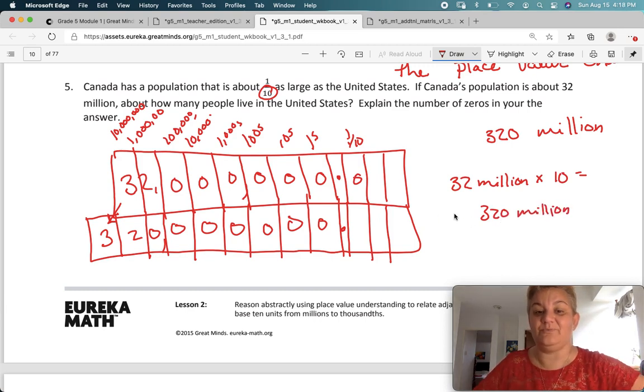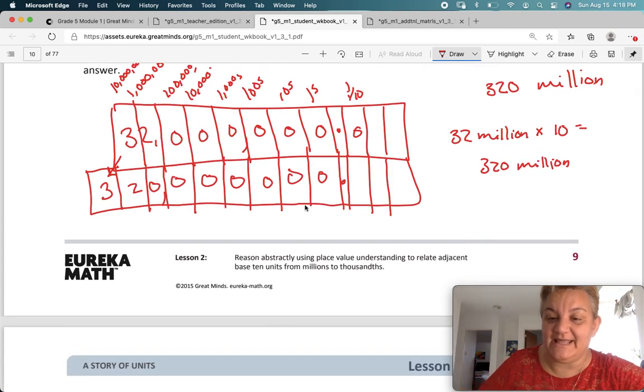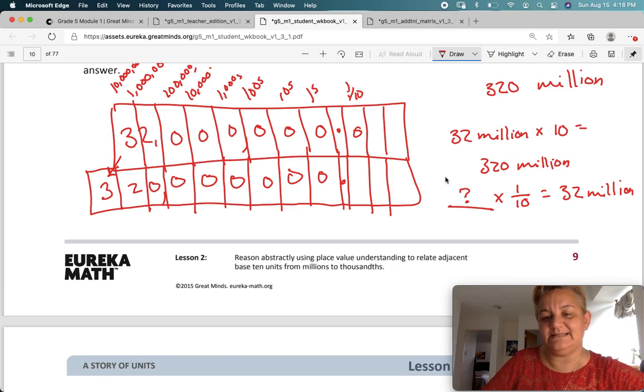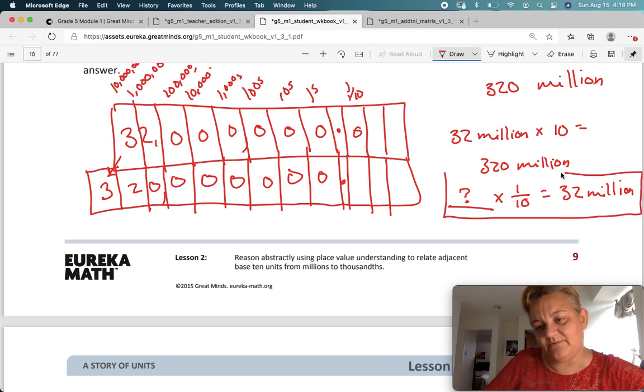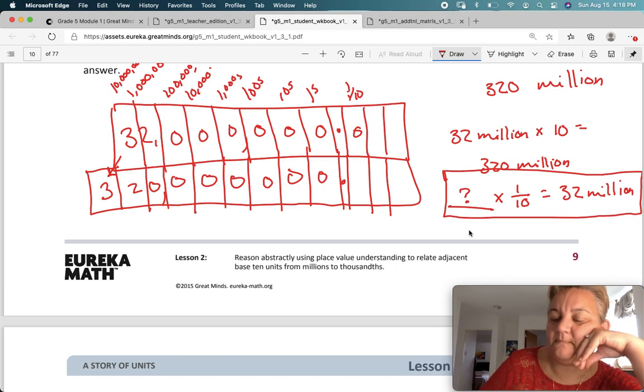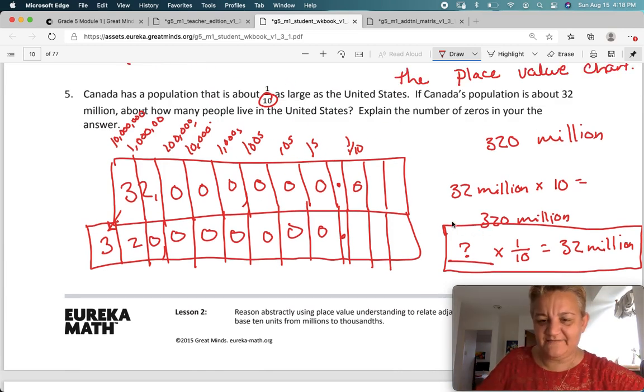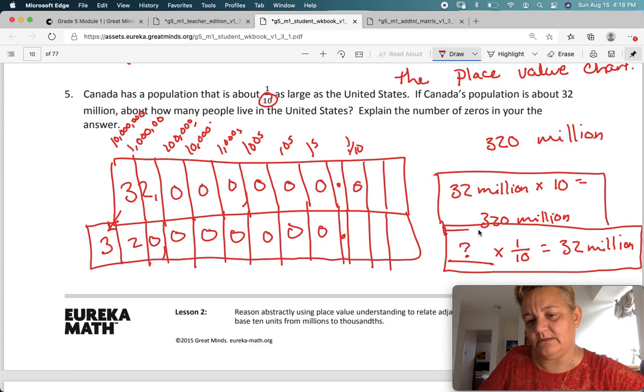Or the way they wrote it, and which is why this question is confusing, they said, we don't know the population of the United States. We just know that it's 1/10 of 32 million. This is why the writing is so confusing for you, because this is the question they gave you. And we had to rewrite it in a different way. So whatever this number is times 1/10 would equal 32 million. I don't think that's quite fair this early in the unit, so I wrote it for you like this. 32 million times 10 equals 320 million.